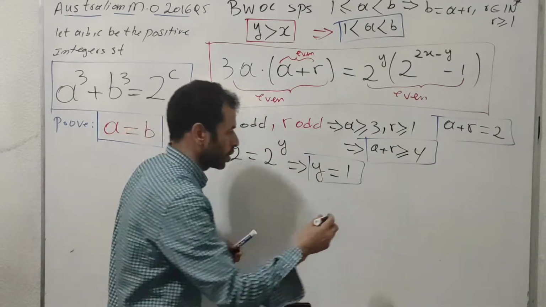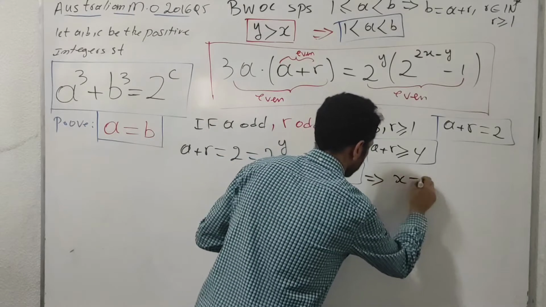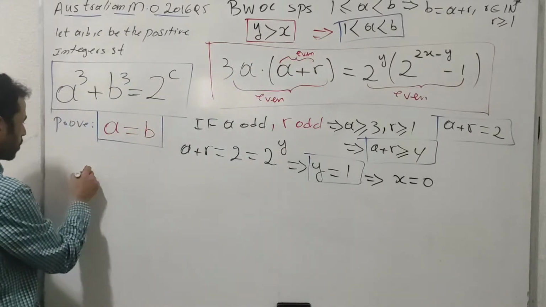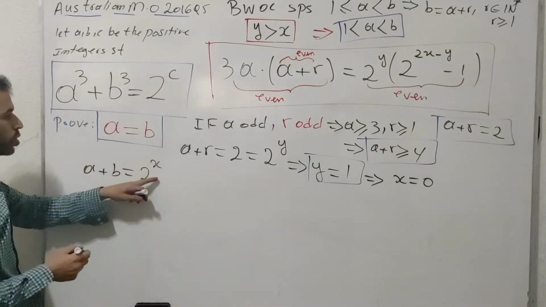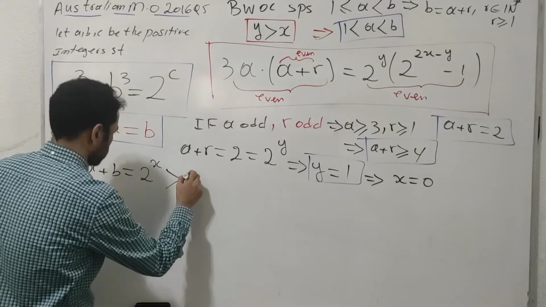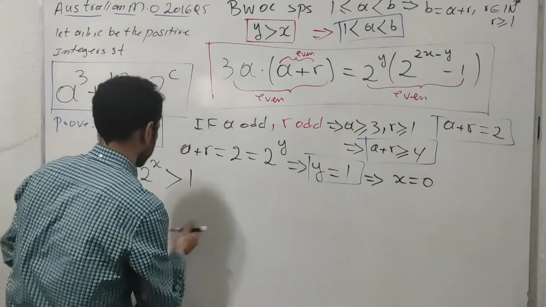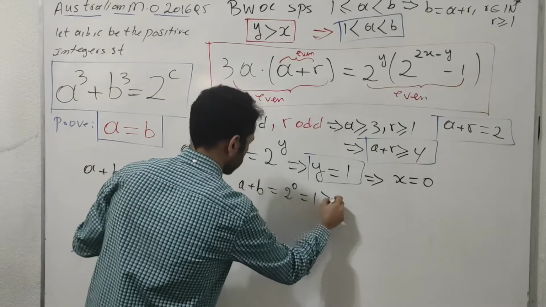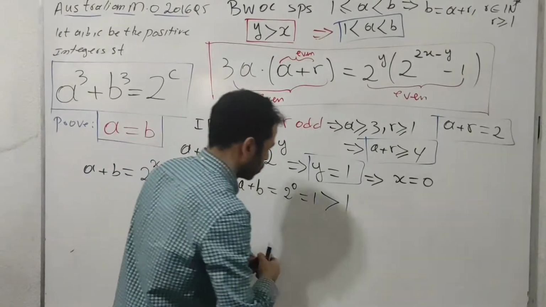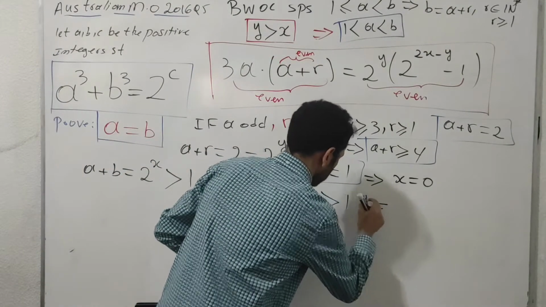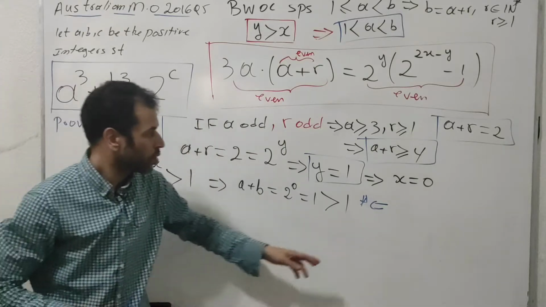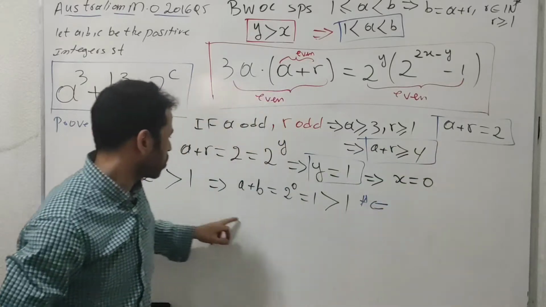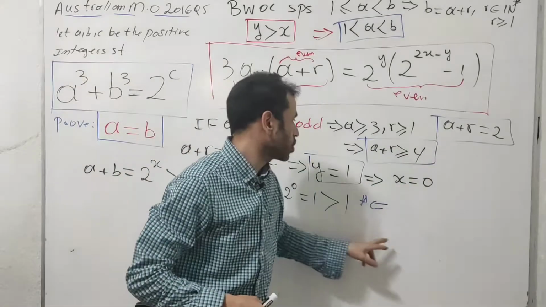If y equals 1, it will force x to equal 0, because y is strictly superior to x, because we already have a plus b equals 2 to the x, which is strictly superior to 1. If x equals 0, that means a plus b equals 2 to the 0, which equals 1, strictly superior to 1, which is a contradiction. This is contradiction number 2. Here one was enough, but I added this one, so I found 2 contradictions in the same case.